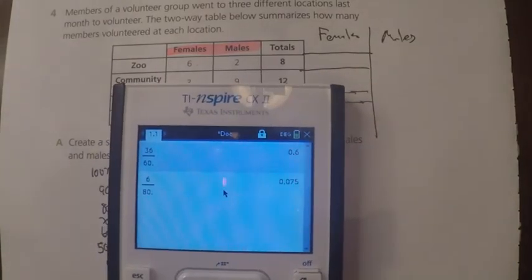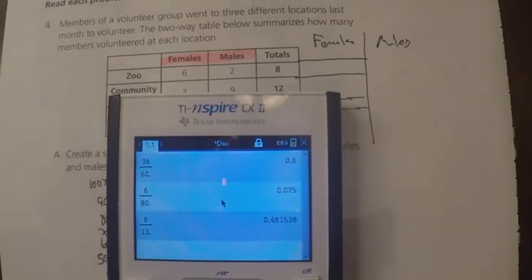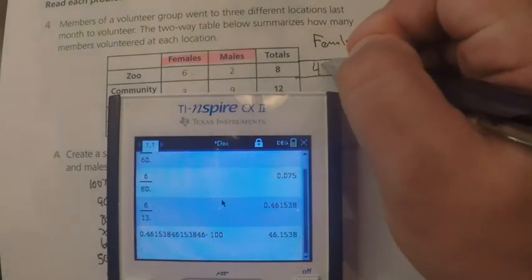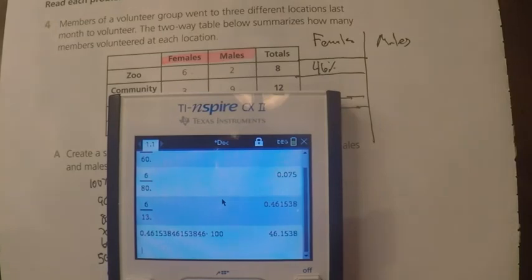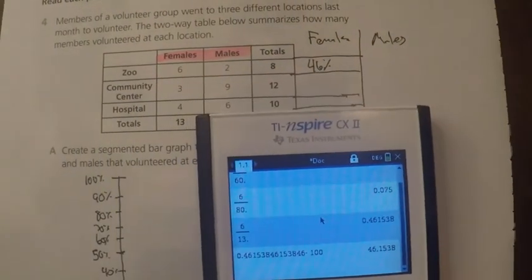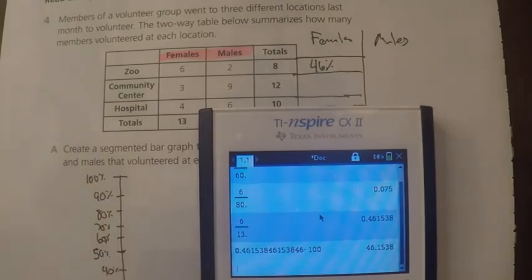For zoo, we take total numbers in the zoo, 6 divided by 13. And then I want to change it to a decimal, hit enter. I get this number here, change it to a fraction, multiply by 100. And we get it's about 46 percent. Here we'll just keep it whole numbers because there's no way we're going to be able to graph that specifically there. The next one here at the community center, we do the same thing.